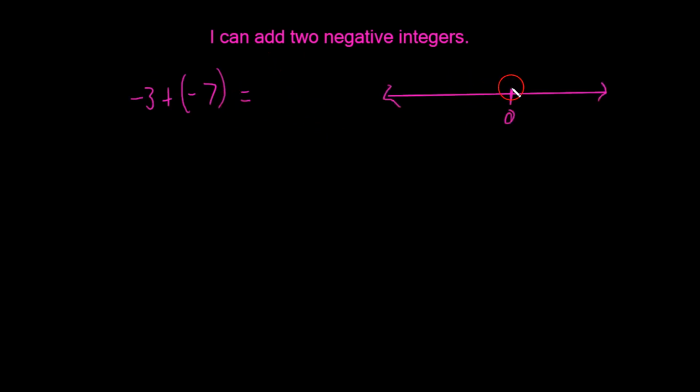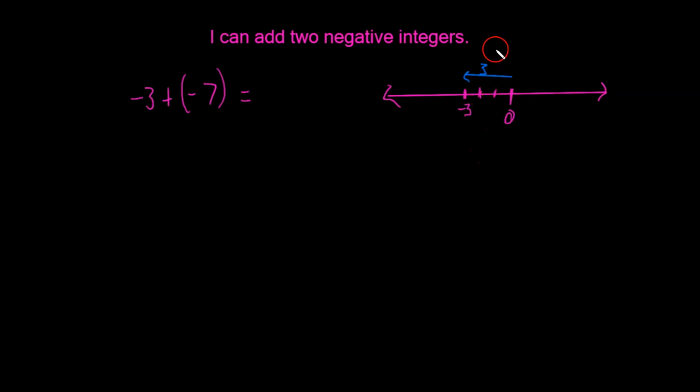Okay, so negative 3, let's start there. So we're going to be moving to the left 3. So I got 1, 2, 3. So this arrow here is 3 long. Right, so it moves negative 3 this direction.